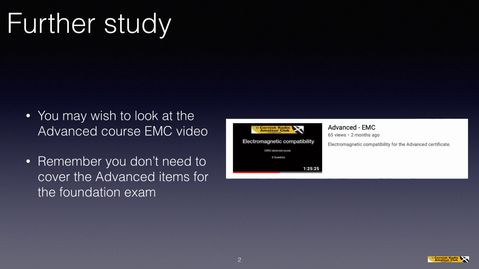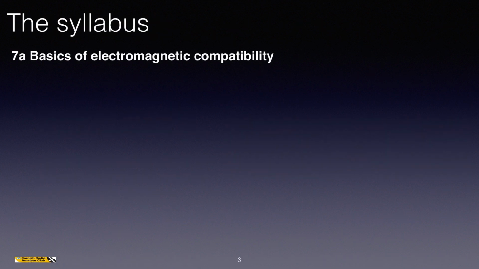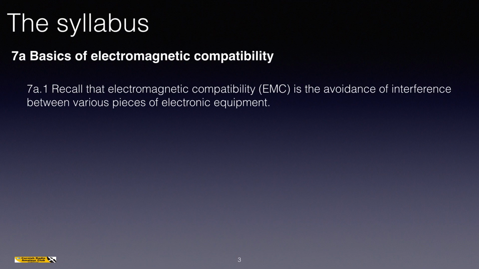But that's just if you want to expand your knowledge a bit further, or perhaps prepare for the intermediate or the advanced exams. So let's have a look at the syllabus for the Foundation examination. So 7A, the title is Basics of Electromagnetic Compatibility. And there are quite a few syllabus items here, which I apologise for, but let's go through them anyway.